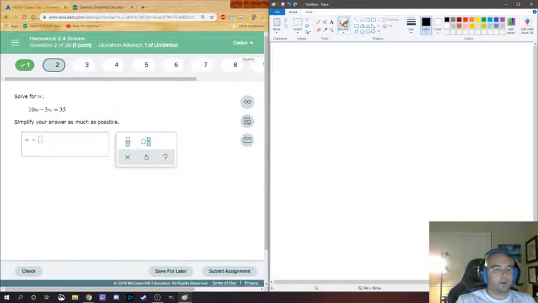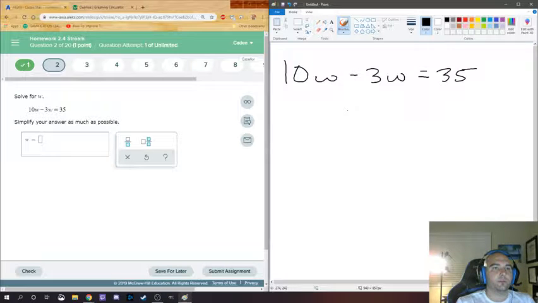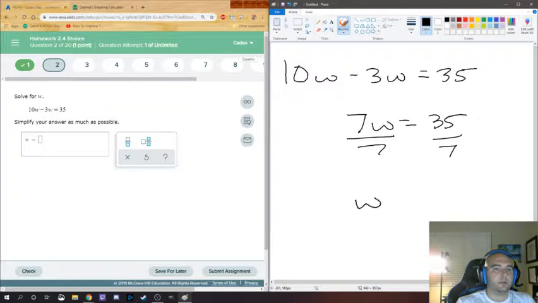Okay. Another one, similarly, we got 10w minus 3w. And again, as tempting as it might seem, we don't need to add or do anything to both sides. We just need to combine these like terms. 10w minus 3w combine to make 7w. And divide by 7 on both sides. And w equals 5.